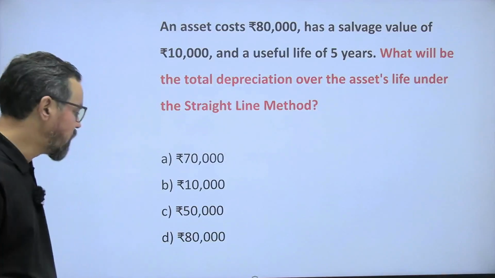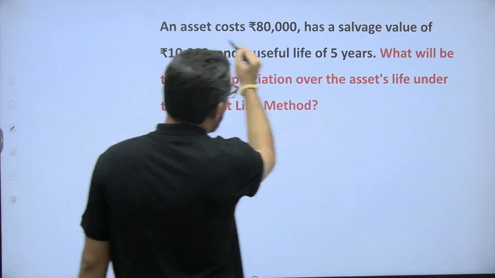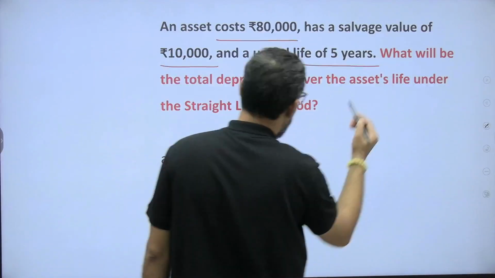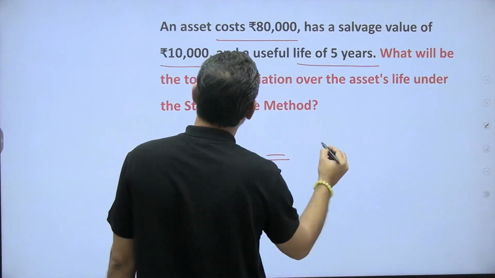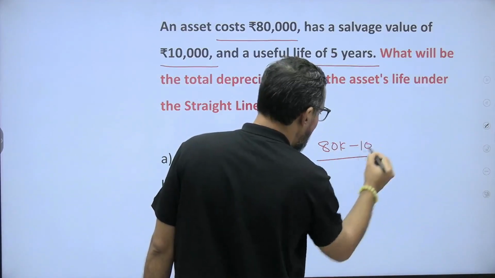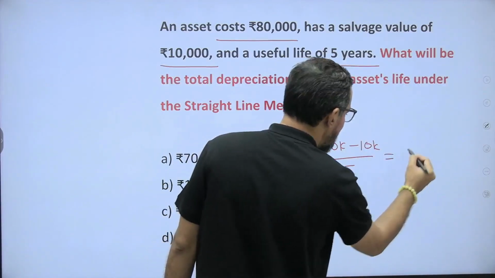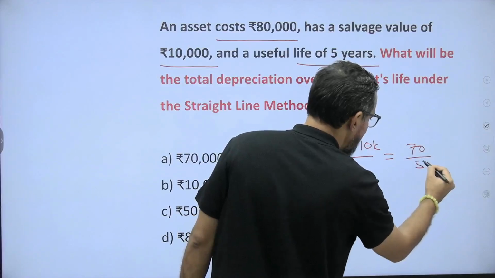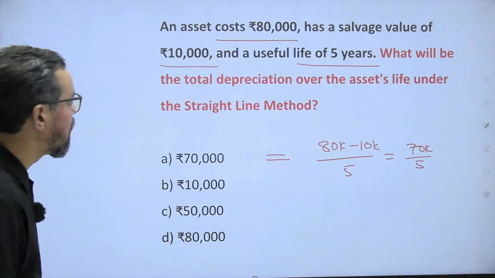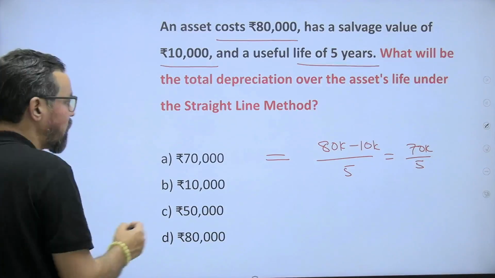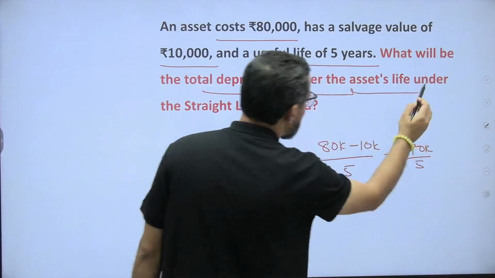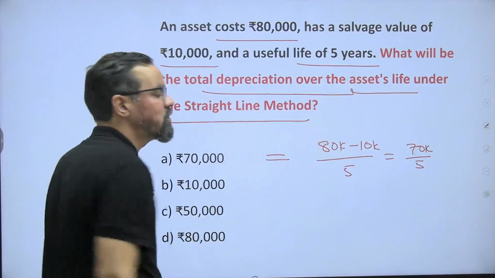Right. Next one: an asset costs 80,000, salvage value is 10,000, useful life is 5 years. Your cost is 80,000 minus 10,000 divided by 5, so that means 70,000 divided by 5. Okay, the question was something else. Sorry. What will be the total depreciation over the asset's useful life by using the straight line method?